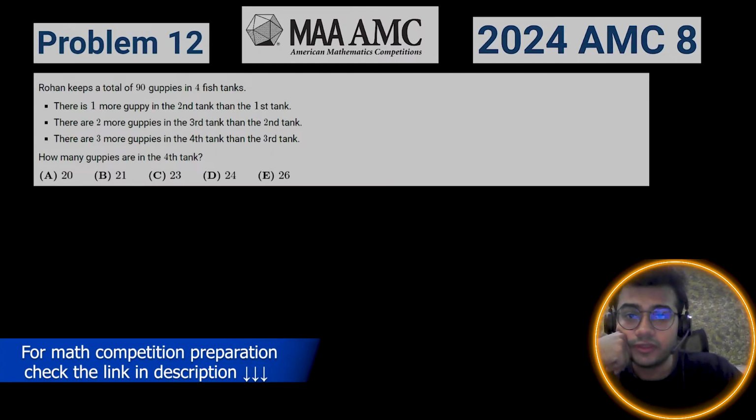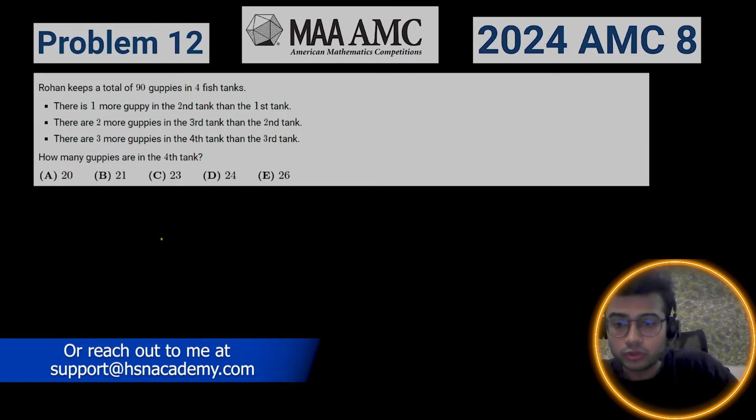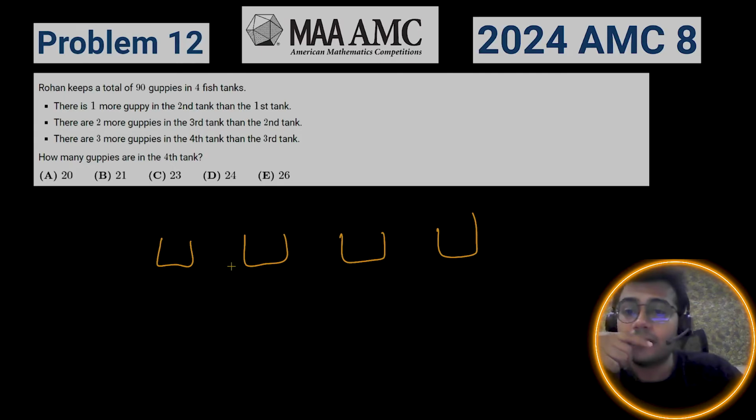Okay, so this is a simple algebra problem. Let's see. So we have 4 tanks. Let's draw those 4 tanks: 1, 2, 3, 4. So they're saying there is one more guppy in the second tank than in the first tank. So we're comparing with the first tank. Let's say that there are X number of guppies in the first tank, then there will be X plus 1 in the second tank.